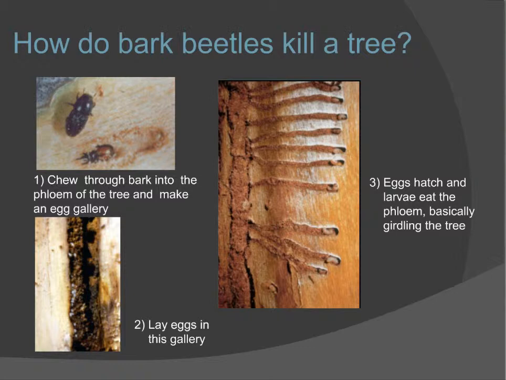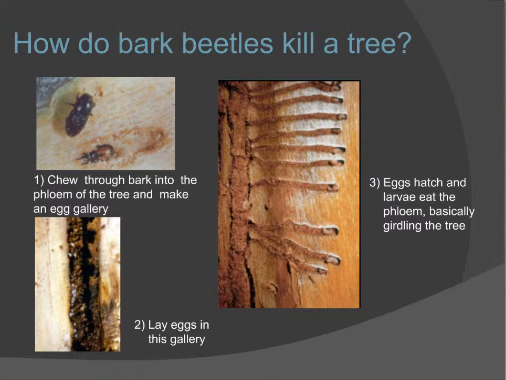So how do bark beetles kill a tree? Basically, they chew through the outer bark into the phloem and make an egg gallery. And when they're chewing in, what you'll see is the tree tries to defend itself, and so it'll throw out some pitch, and you'll get these pitch tubes.